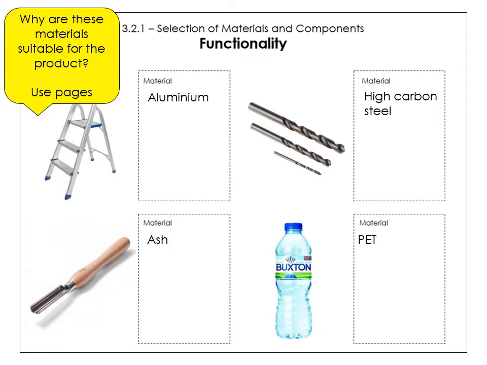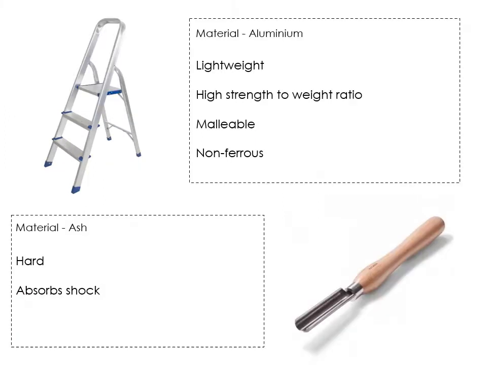So if you think about just for a moment why these materials are suitable for these products, think about what these products might be going through, how they're going to be used, what the user or the manufacturer needs from these materials to make these products successful. I've put use pages in the revision guide. You will find all of these materials listed in that first section. I think it's section 2 in the revision guide. So let's go through these together.